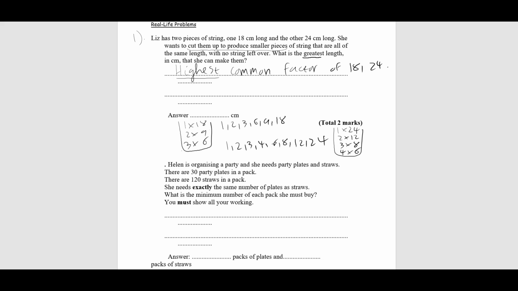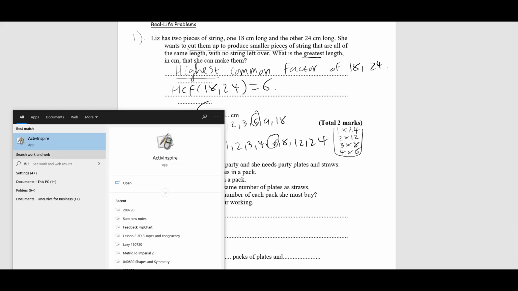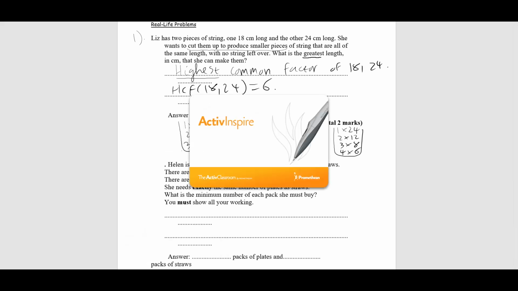So which number is the biggest number in both of these lists? Well, we should be able to see that it is going to be 6. 6 is the highest common factor of 18 and 24. So I would say HCF of 18 and 24 is 6. So the largest or the greatest length in centimeters that she could make each of the pieces would be 6 centimeters. And if I can, I will just briefly demonstrate that to you.